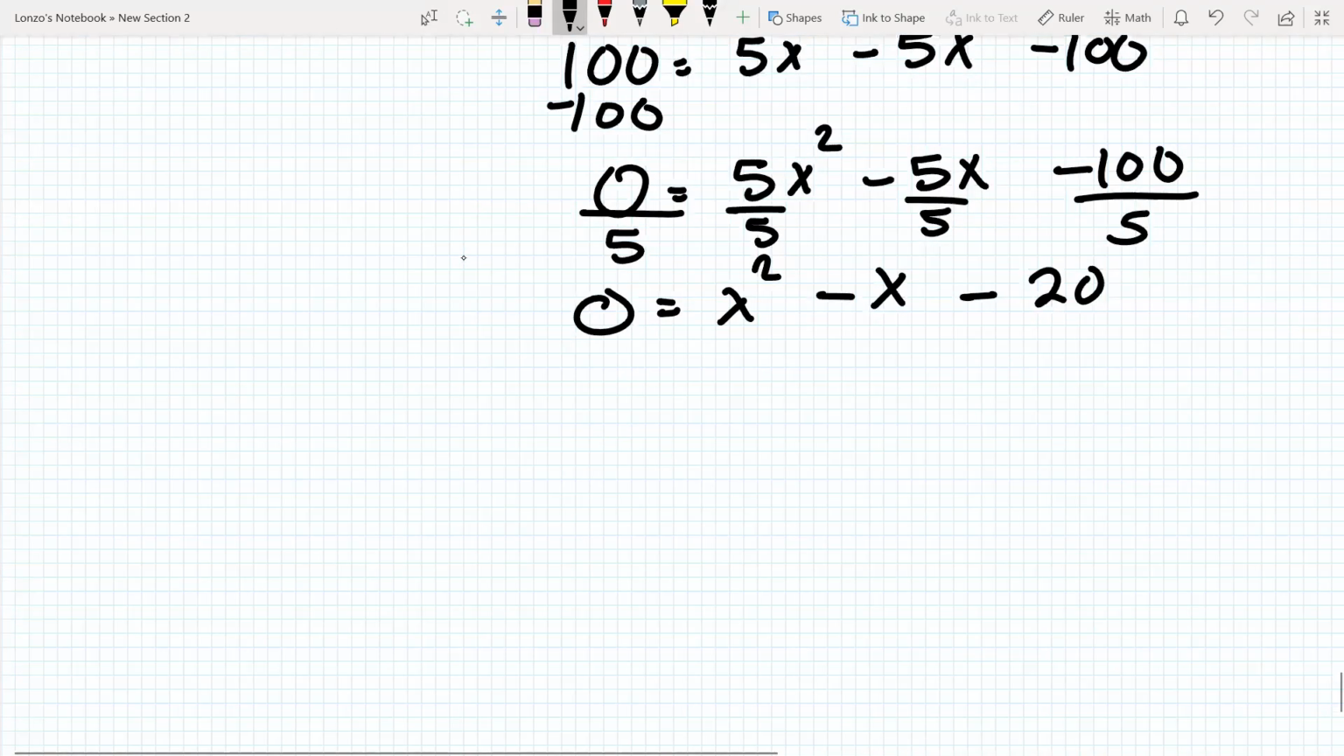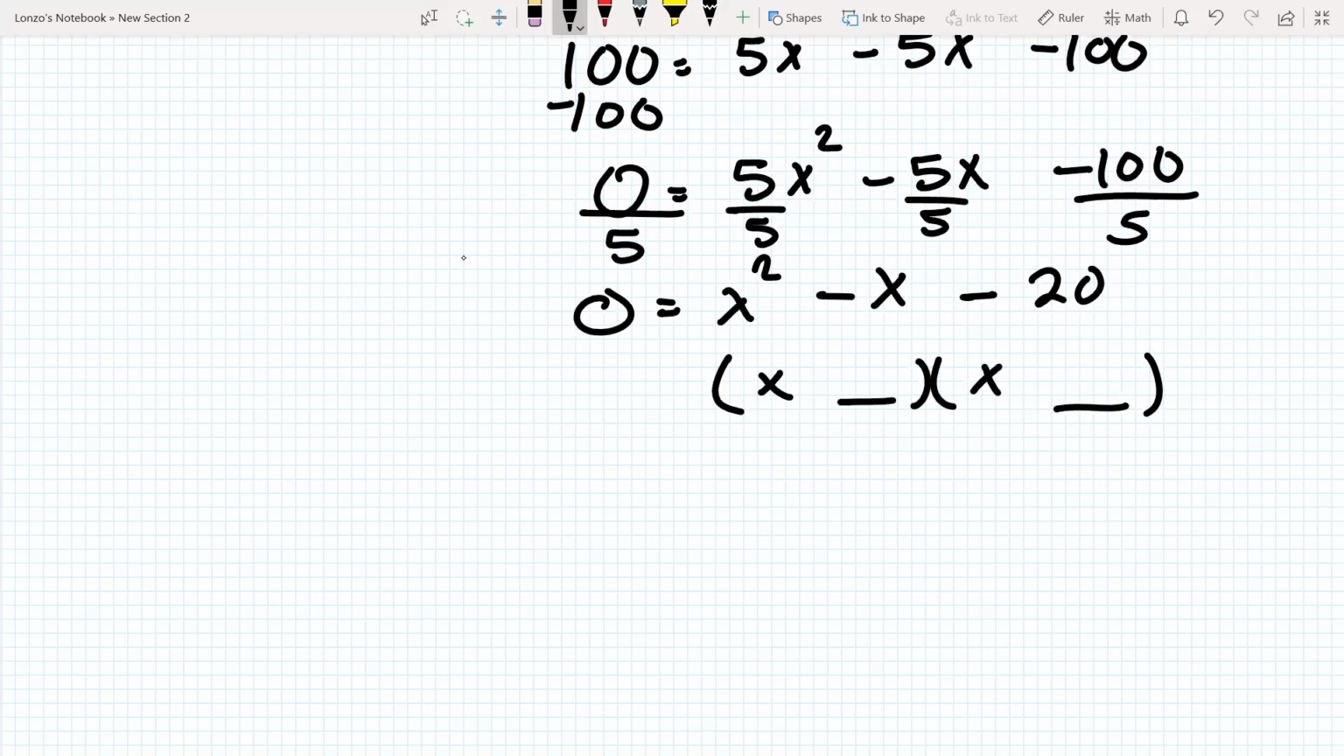Okay, so this would factor nicely. We have x, and then I need two numbers multiplied to give me negative 20 and, when added, give me negative 1. I'll use negative 5 and 4, since negative 5 plus 4 equals negative 1. Then we have x equals 5 and x equals negative 4, because when you solve for x, you get negative 4. So we have two possibilities, and we got to check for extraneous solutions.